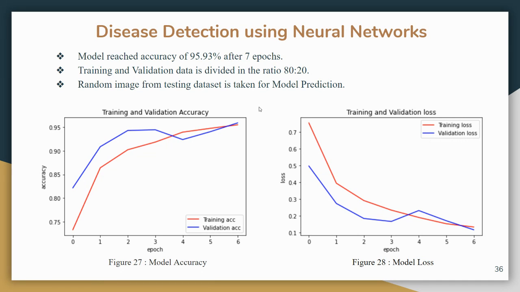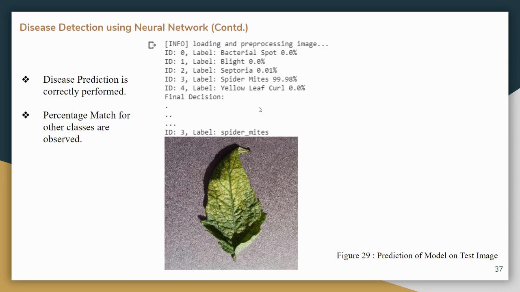After the model has been properly trained, we select a random image from the testing dataset, and then we use it for the model prediction. We can see that this is one of the test images that is provided for the model prediction. When we provide this, the output gives us the percentage match of this test image for different labels. The percentage match for each of the labels can be expressed, and the one which gives the maximum is classified as the image.